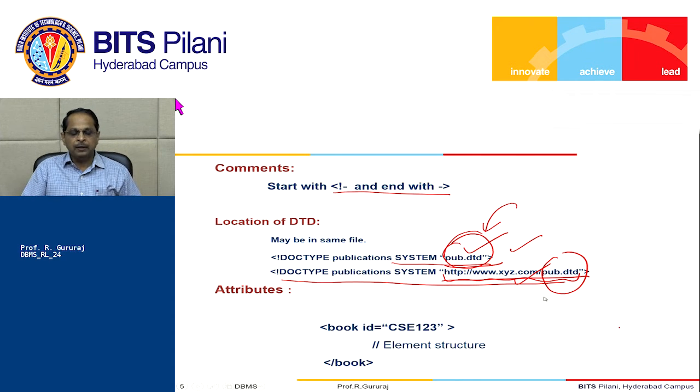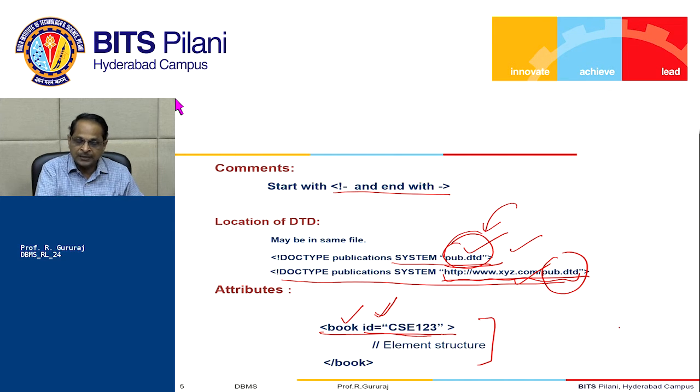Optionally, we can also declare attributes for the elements. Suppose there is an element called book and it has an attribute called ID. I can specify it like this, in the opening tag itself. I am not talking about the DTD, it is the body of the XML document. If there is an element called book associated with some attribute called ID, then in the opening tag itself, I can specify the value for that particular attribute. That means there is a facility to include attributes for the elements in XML documents.